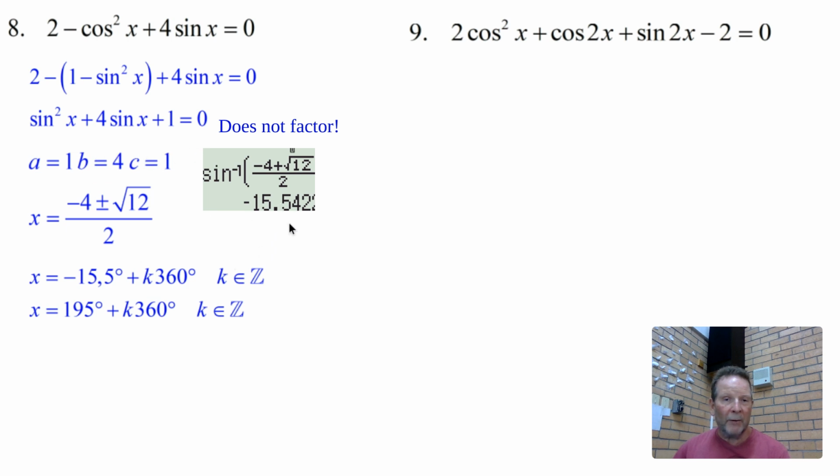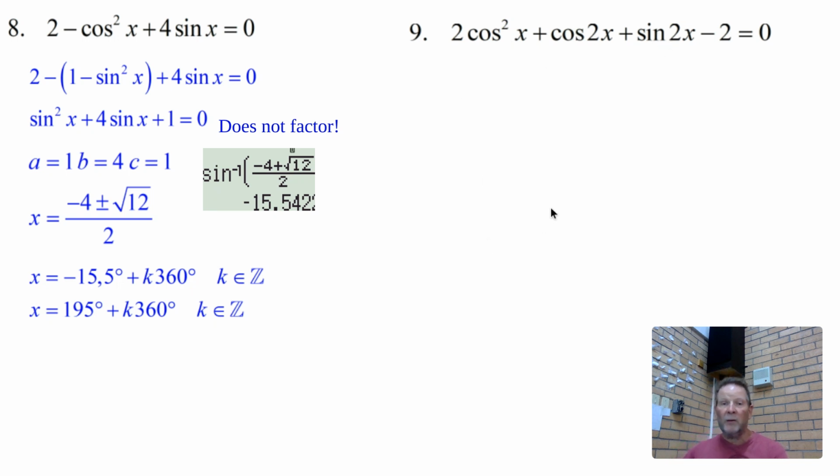I get negative 15.5 degrees plus k times 360. And then 180 minus that makes it 195.5 degrees, it should say there. They're missing a point, 195.5 degrees there. And that is that one done. Let's take a look at how I did this one.